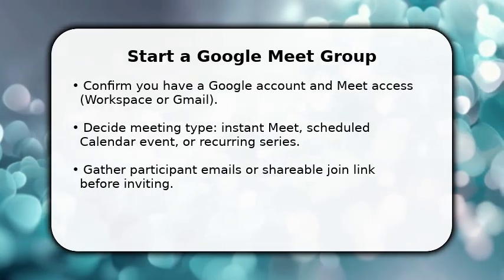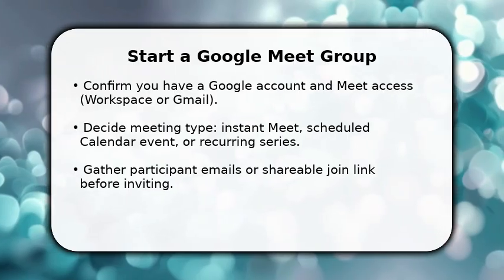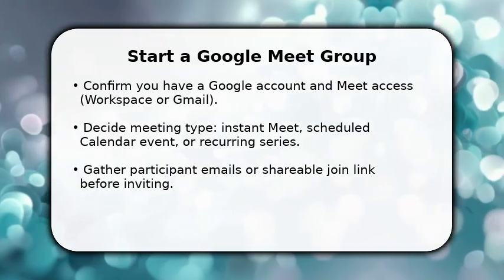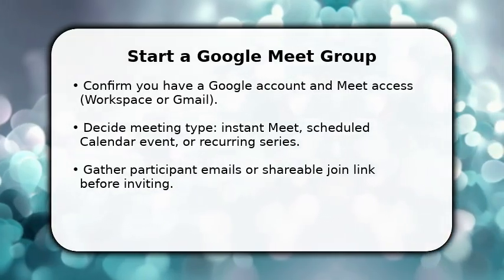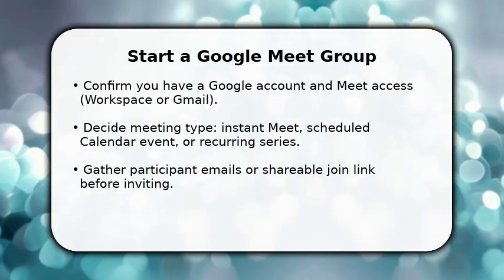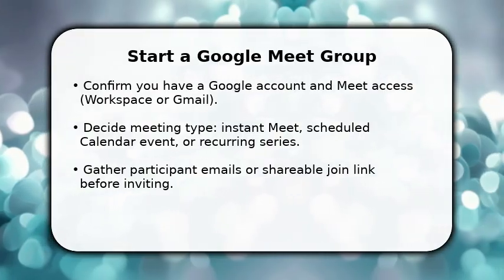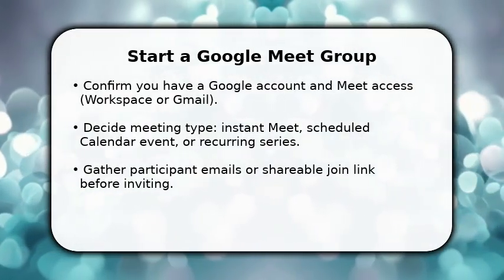This determines invites and options. Make sure you have participant emails ready or plan to copy the join link for quick sharing. You're setting the foundation here. The correct meeting type and invite method reduce friction later, so pick the one that matches your group size and purpose.